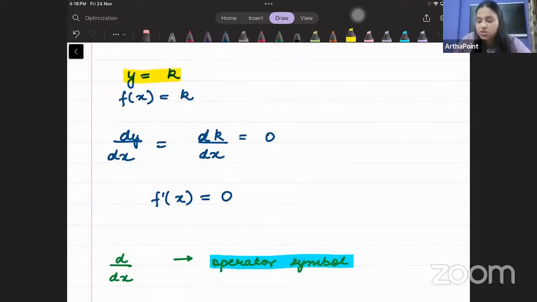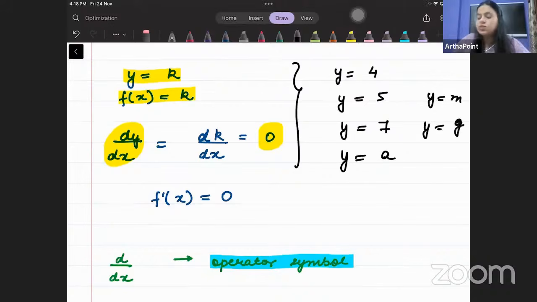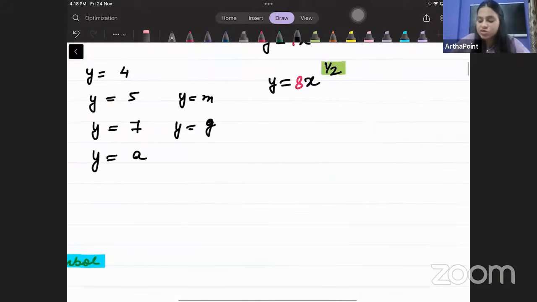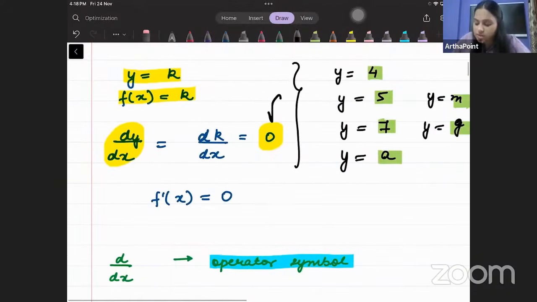Whenever y is a constant, its derivative is 0. This is the first rule. If I say y is equal to 4, y is equal to 5, y is equal to 7, y is equal to a, y is equal to m, y is equal to g. Beta, x is not coming anywhere. So whenever we differentiate this with respect to x, because x is not coming anywhere, its differentiation will be 0.